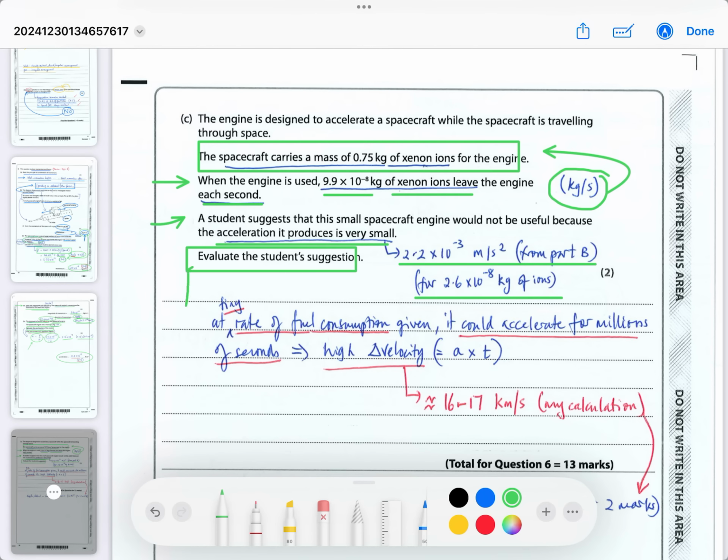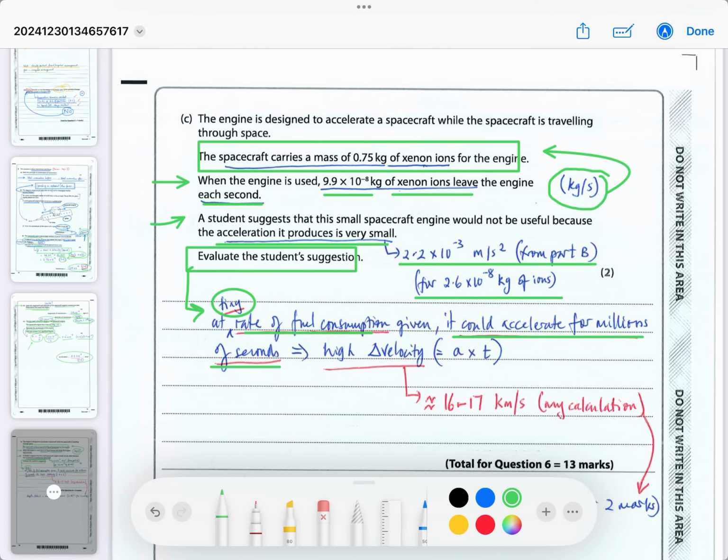So how do you evaluate it? Well, it means you've got to work it out. Is he making sense? At the tiny rate of fuel consumption, yes, so I've added in the word tiny. At the tiny rate of fuel consumption that we're given in the question, it could accelerate for millions of seconds. Well, you could work it out. So they want you to see if you can put values to it.